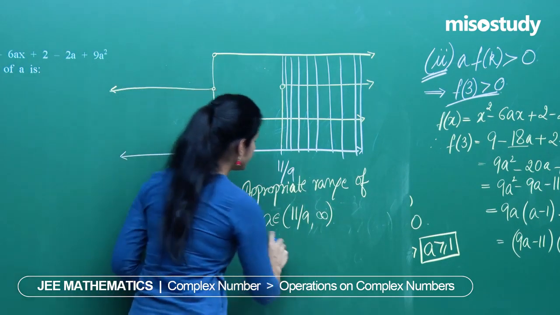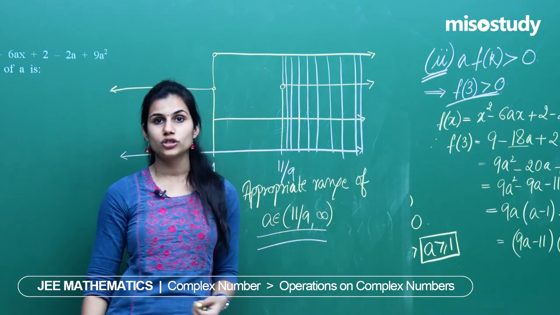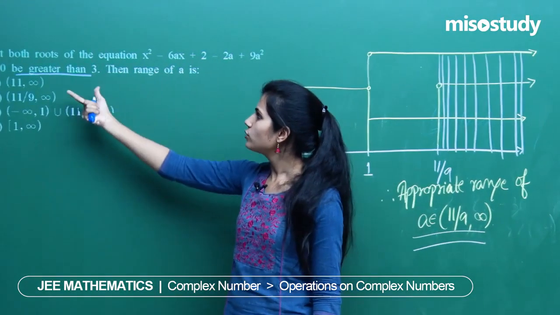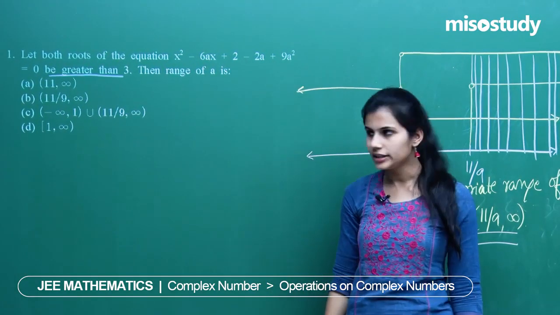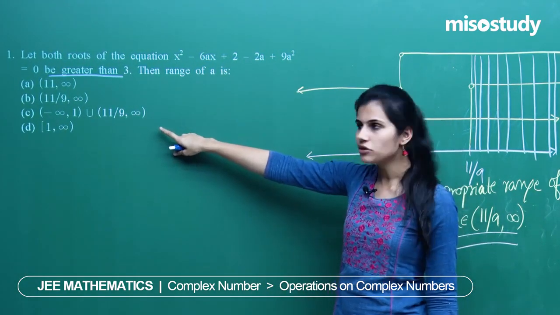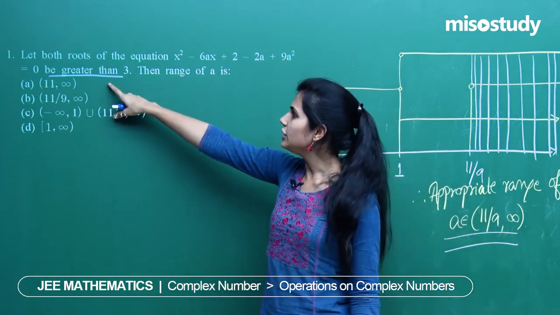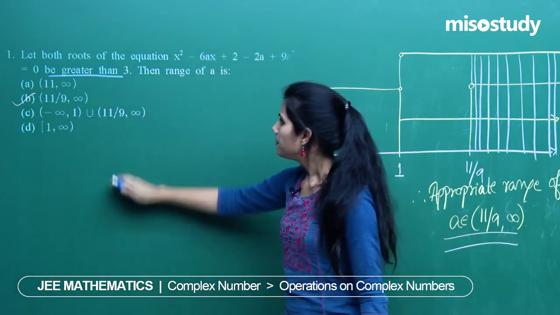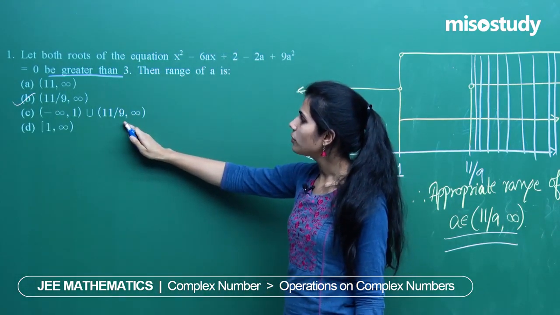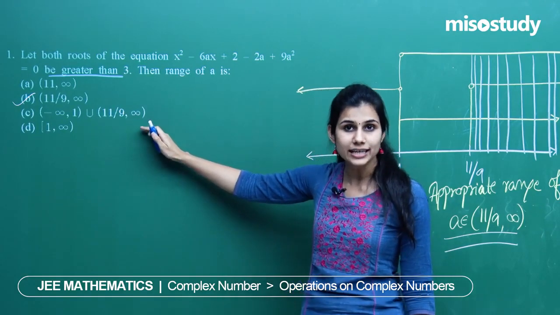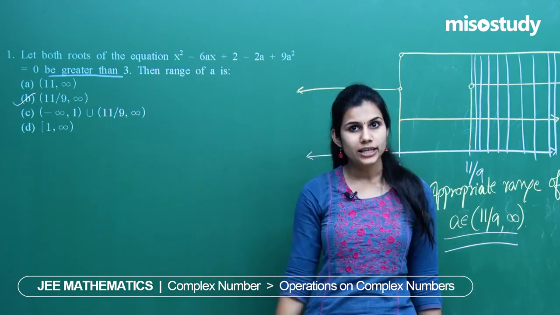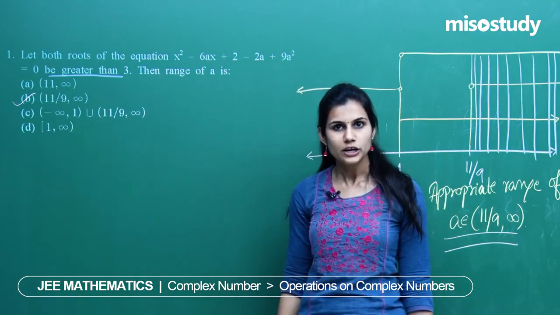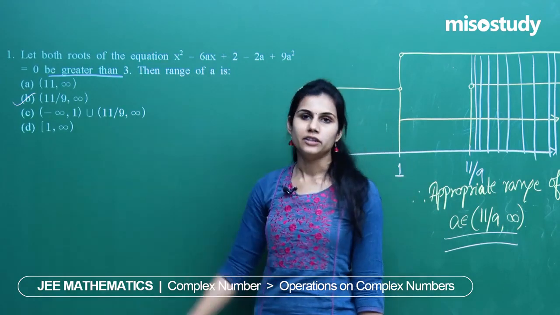Fine? And these are my A's for which this particular quadratic equation is going to have both its roots greater than the constant 3. Let's see which option gives me that particular answer. 11 comma infinity, no, that's wrong. 11 by 9 comma infinity, yes, that's correct. Minus infinity comma 1 union 11 by 9 comma infinity, no, that is just going to partially satisfy the 3 conditions of this particular quadratic equation to have both its roots greater than 3. Fine? This is wrong, even this is wrong.